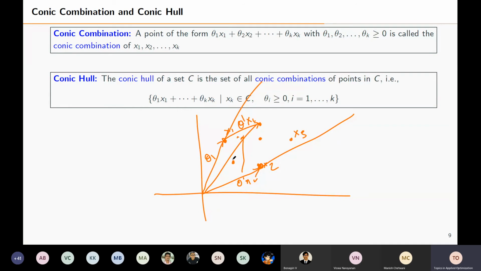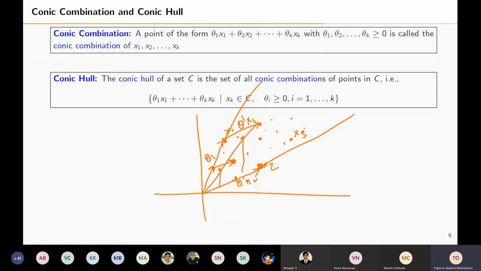So this way I can generate any point, even points inside. I can take a smaller contraction of x1, so some theta times this, and some theta times this other vector. I move this vector here in parallel, by vector addition, and then I move here. So I can generate any point inside this way. So the conic hull will be a convex cone actually, by definition.